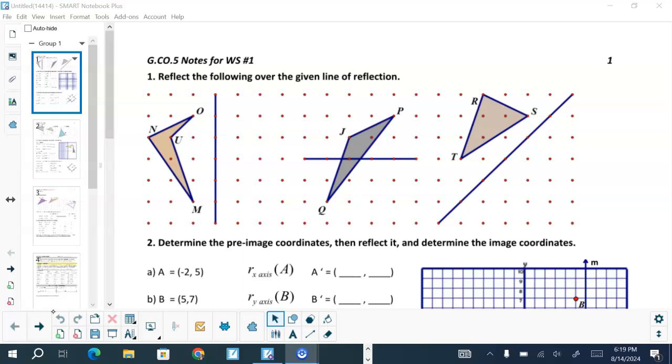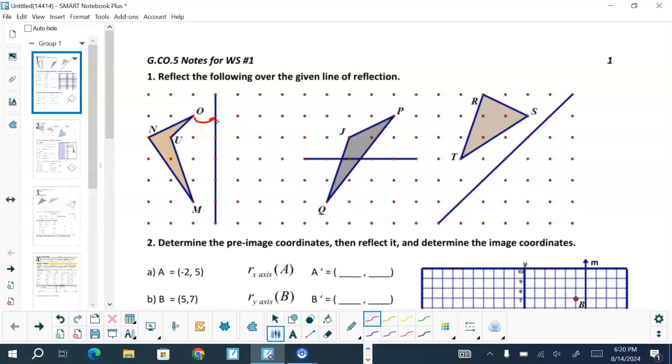So when I look at this first shape, it kind of is a triangle shape. It's not a true triangle because it's got four sides to it, but this NOUM shape. We're reflecting over this line right here. That's this tall blue line. It's going straight up and down. What I'm going to do in order to do my reflection is see how far away from that line the letters N, O, U, and M are, and then reflect it over on the other side. So O is one space away from the line.